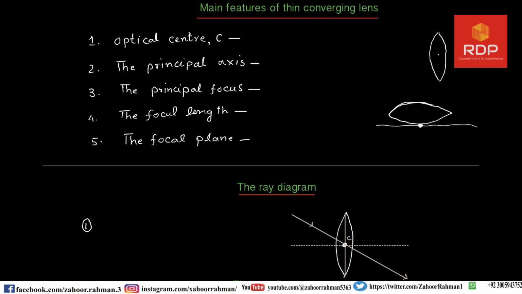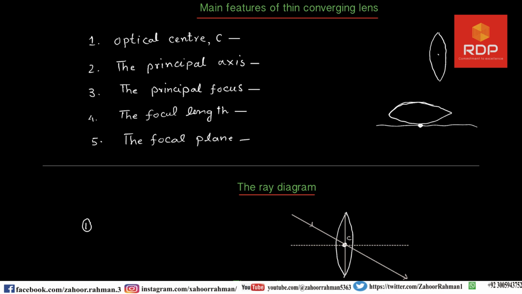If this line is passing through the optical center, it will not be showing any deviation. As you can see here as well, this dash line is passing from the optical center without any deviation, and you can also see that this line is also passing from the optical center without any deviation. So these are called principal focus, principal axis, and it is always denoted by the P.